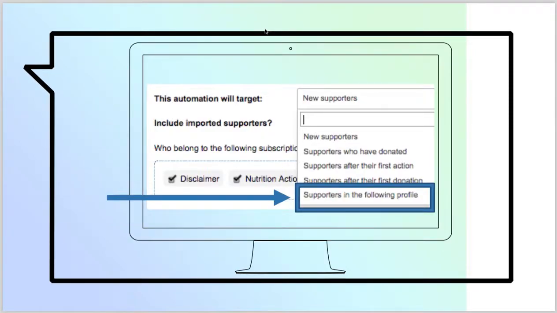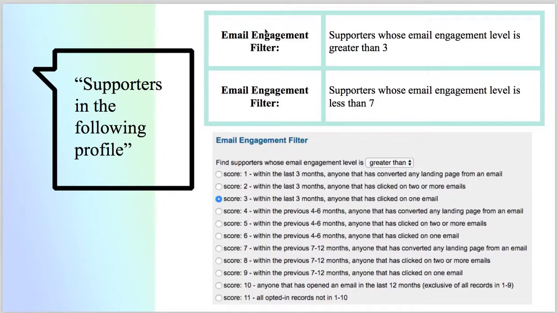So again, we're going to start with supporters in the following profile. And we're going to use the email engagement filter. In this case, we're going to use 2 of these filters because we're looking for a range of people. We're looking for people who have a score 4, a score 5, or a score 6. So for the first one, we're looking for supporters whose email engagement level is greater than 3. And then the next one is supporters whose email engagement level is less than 7. So that'll give us our range of 4, 5, and 6.